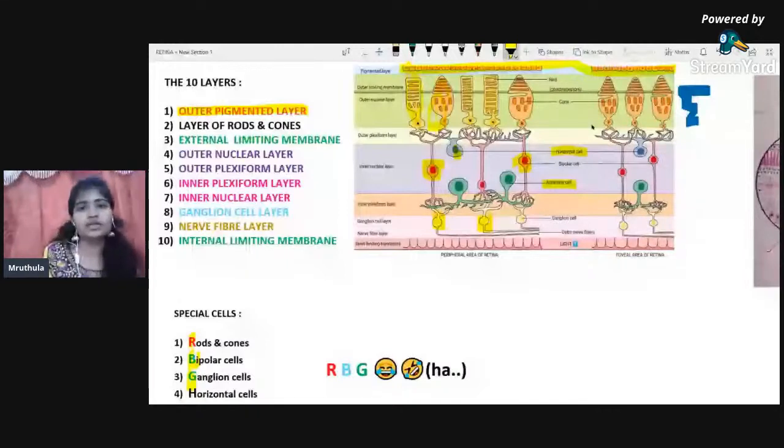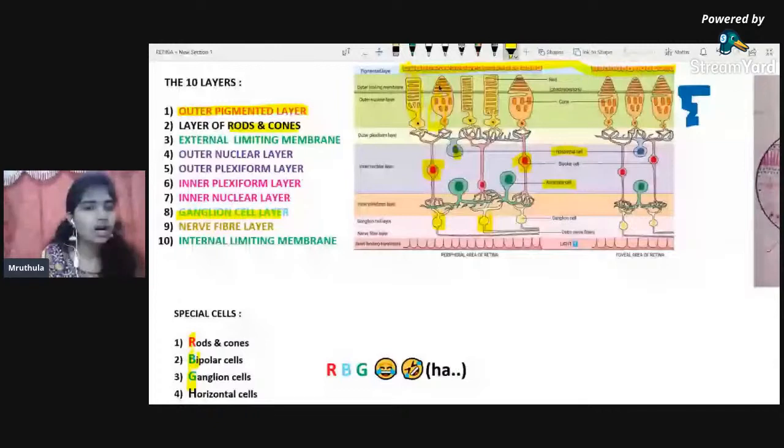Okay, so now what have we finished out of these 10 layers? We already saw what is outer pigmented layer. Then out of the 9, now we have covered the layer of rods and cones. Then we have seen the ganglion cell layer, right? The innermost cell that we mentioned. And we mentioned about the bipolar cell, right? So we cannot show it here because it is not named based on the cell's name. We'll see that in a short while. Okay. So first, rods and cones.